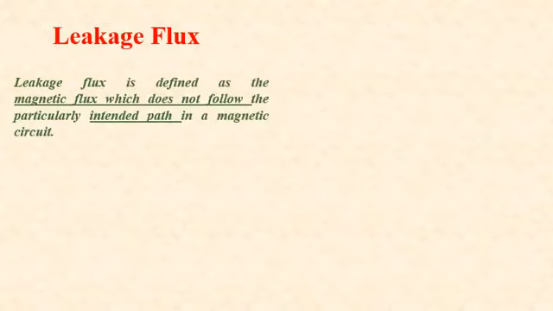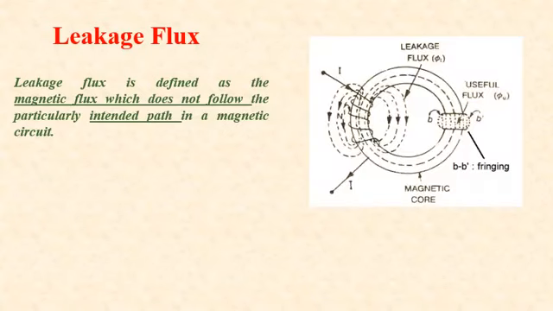So, what is actually leakage flux? Leakage flux is defined as the magnetic flux which does not follow the particularly intended path in a magnetic circuit. Consider this figure. In this figure, I have an iron core with an air gap, and this core is wound with a coil having N number of turns, and it is carrying a current I.